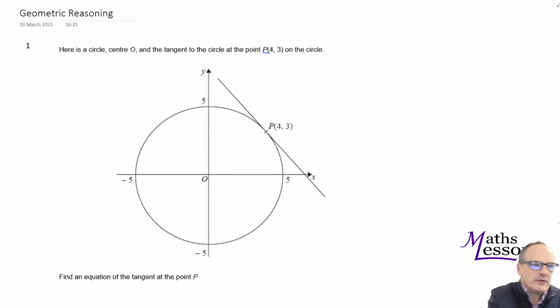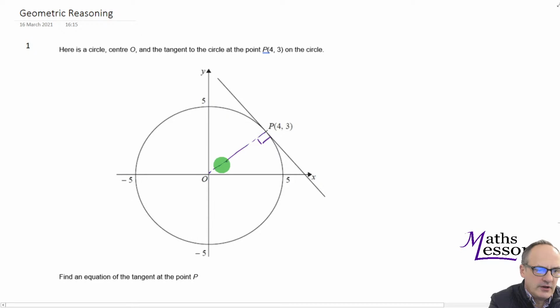Right, that might have been a little long, but that's how long you'd get in an exam if you were doing that question in a GCSE paper. So what we've got to do is realise this is a tangent to a circle, therefore it's at right angles to the line OP. And we can find the gradient of OP because the y coordinate here is 3 and the x coordinate here is 4. So the gradient of OP equals 3 over 4.